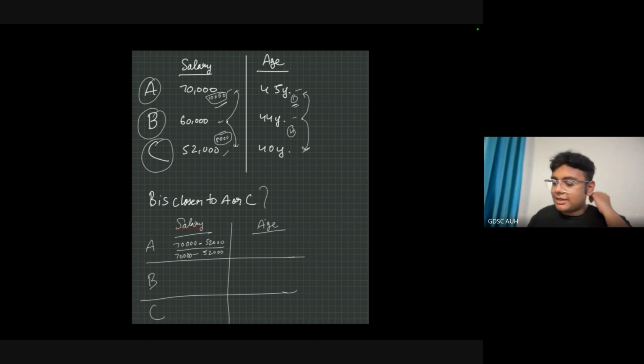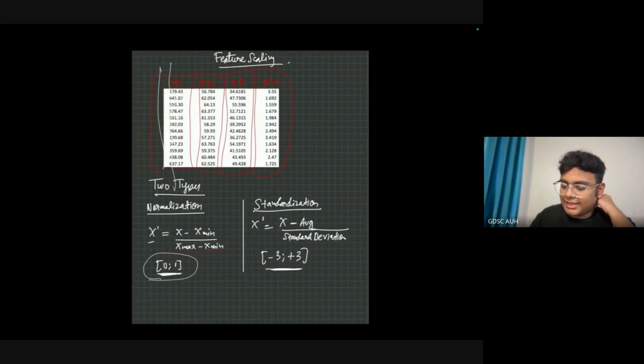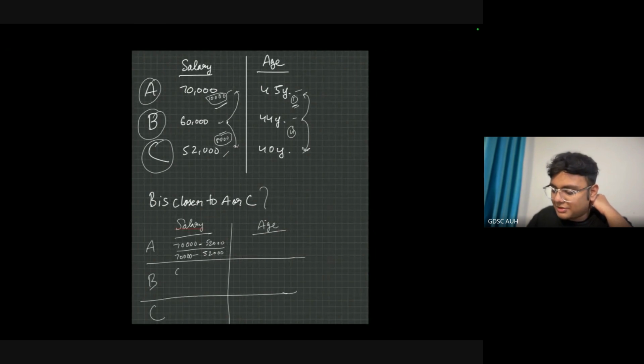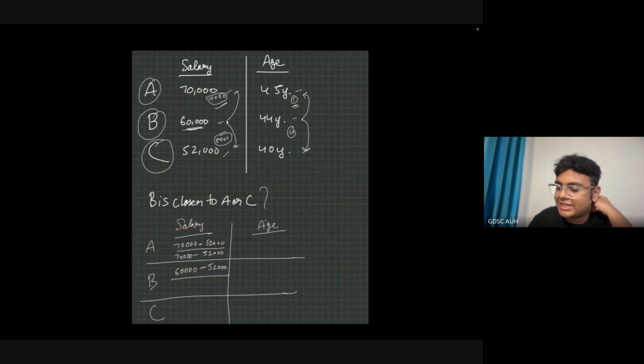Okay, now let's come to B. The same thing that we are going to use, x minus x min. So here x would be 60,000, because we are using x to compare. We need to transform x, 60,000, minus the minimum in this column, which is 52,000, divided by x max minus x min. The maximum here again is 70,000 and the minimum is 52,000.